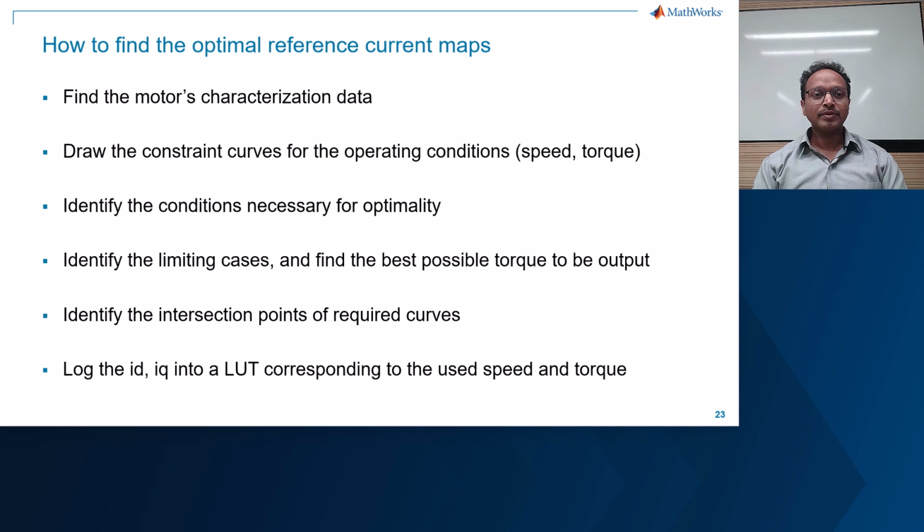Here we look at the steps to find the optimal ID-IQ current maps. First, we find the motor's characterization data, and then we draw the constraint curves for these operating conditions, that are speed and torque. Then we identify the conditions that are required for optimality. Then we identify the limiting cases. Then we find the best possible torque to be given out. Then we identify the intersection points of these required curves. The IDIQ point that is at the intersection of these curves is logged into the lookup table corresponding to the speed and torque that is used.